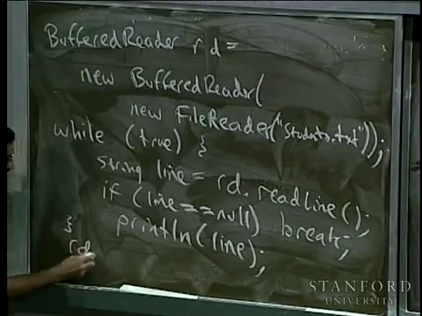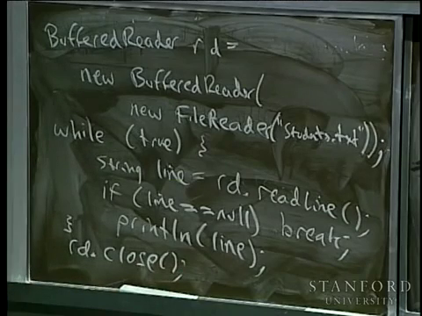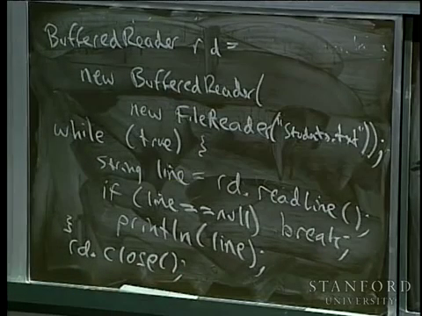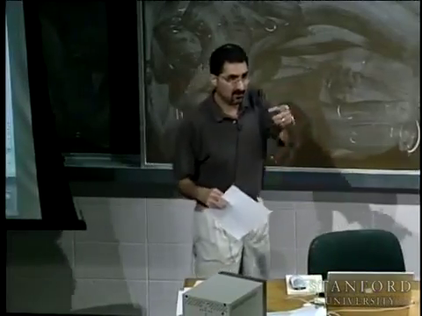I just say RD. I refer to the object, and then I say close. And there's no parameters there. And that kind of says, I'm done with you. Thanks, buffered reader. You did good work. You got me all the lines of the file. And now I'm done with you, so I'm just going to close it off. OK, question?